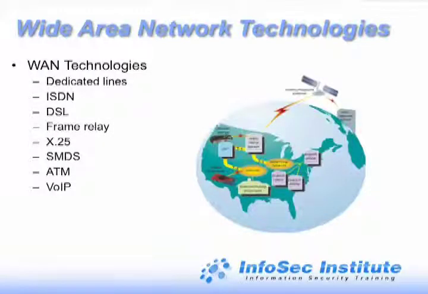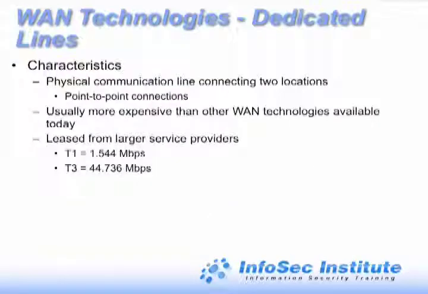Okay, WAN technologies. Common ones are going to be your dedicated lines, ISDN, DSL. You have your frame relay, cable, X25, SMDS, ATM, and VoIP. Okay, these numbers you pretty much just have to memorize. How many people have dealt with T1s and T3s in the past?